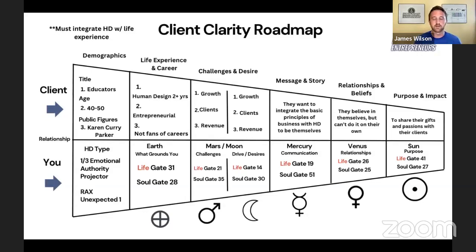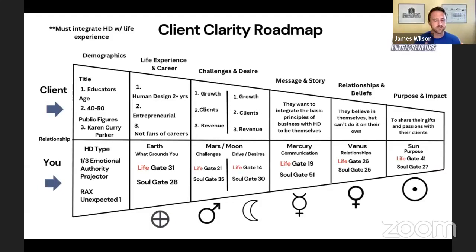ideal client. Public figures, Karen Curry Parker, just because I enjoy doing quantum human design and kind of evolving the paradigm of human design out of the traditional old guard, you could say. Okay, some life experience, human design. Have been doing that for usually a year or two at least, because if someone's just starting out with human design, a lot of times they're overly psyched about learning everything about their chart. So it helps to have a little bit of foundational knowledge about human design first. Second, entrepreneurial, hence the simplicity of human design entrepreneurs.